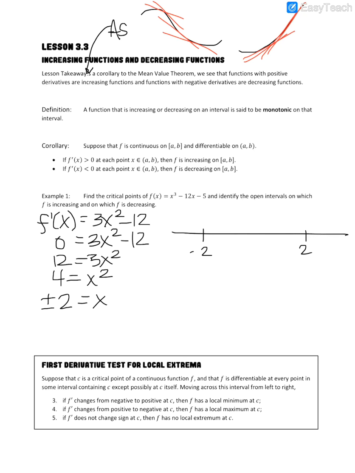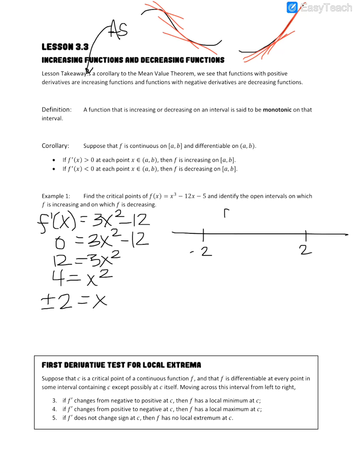Remember, other critical points would have been where x would be undefined. In this case, we didn't have any, okay? But remember, if you had something like 3 over x as your derivative, then you would want to test 0 as well as an undefined point. Okay, so we're going to test values. Remember, you are plugging the values into the derivative, not the original function.